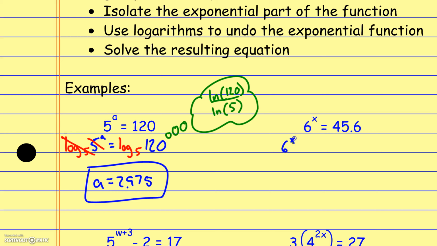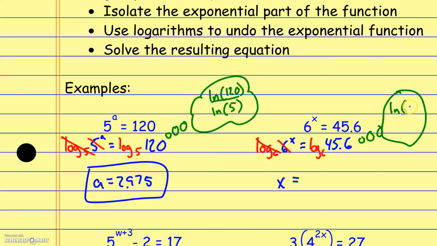So let me rewrite this to give myself a little bit of space in front of that 45.6. To undo 6 raised to a power, I do log base 6 of each side. And what happens is log base 6 and the 6 cancel each other out, so it leaves me with just an x. Over here, again, this is a job for my calculator. I'm going to plug this in using my change of base formula. I'm going to do the natural log of 45.6 divided by the natural log of 6.